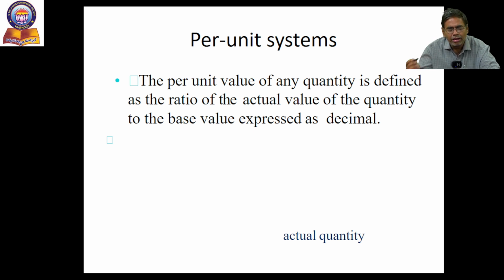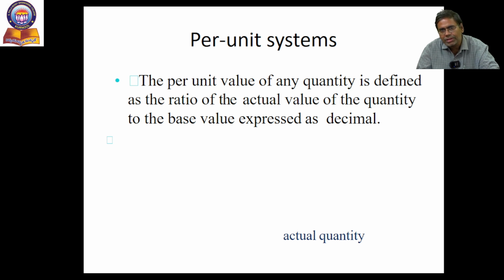One more important topic is the per unit system. The per unit system is most important in power system analysis. What is the per unit system? The per unit value of any quantity is defined as the ratio of the actual value of the quantity to the base value of the quantity, in decimal. That is, the actual quantity divided by the base quantity.